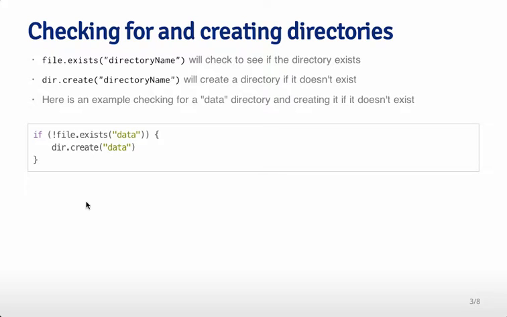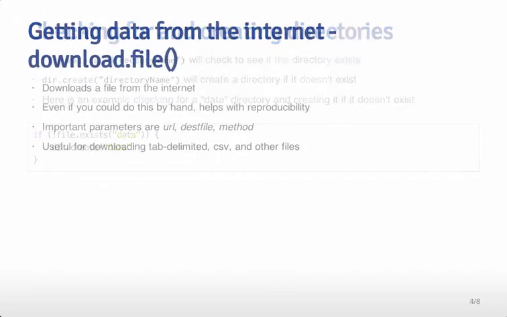So here's a little bit of code that checks to see if there's a data directory. If the data subdirectory exists, then this will return TRUE, and this will be FALSE, so nothing will happen. If the data directory doesn't exist, this will return FALSE, and this exclamation point will negate it, so that will be TRUE, and then it will create a directory called data. You'll be seeing a command a lot like this throughout the lecture, where you create a data directory if it doesn't already exist.